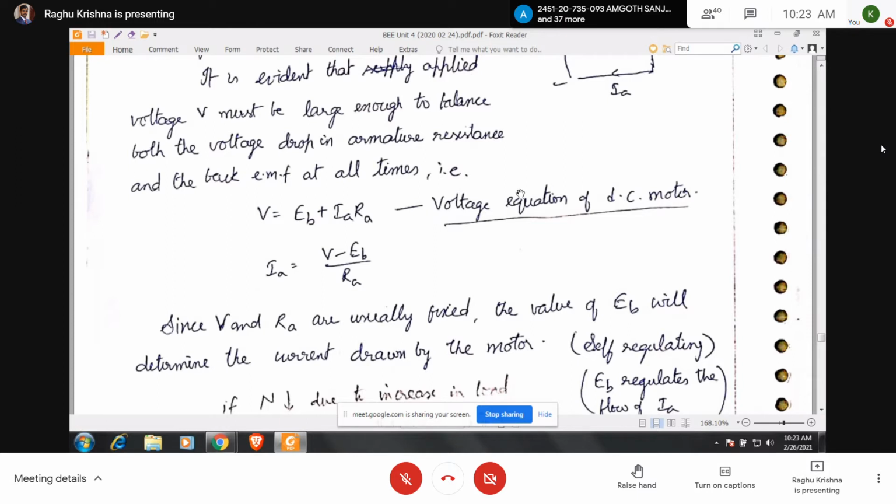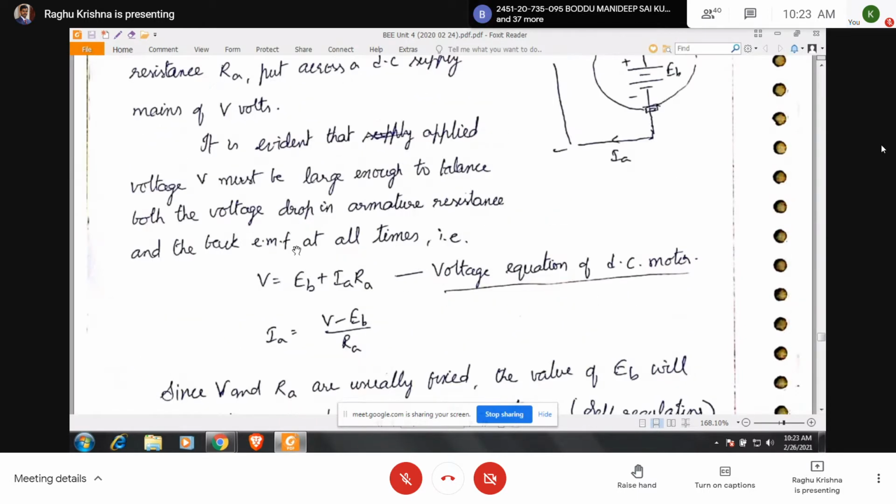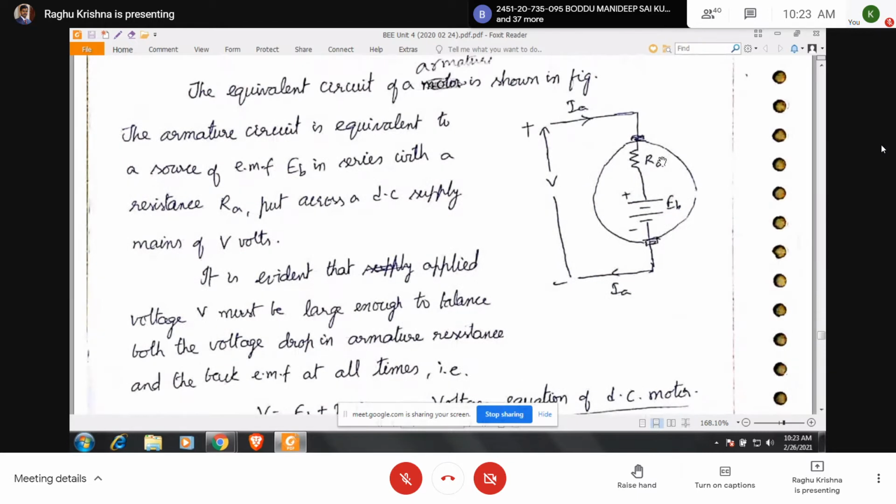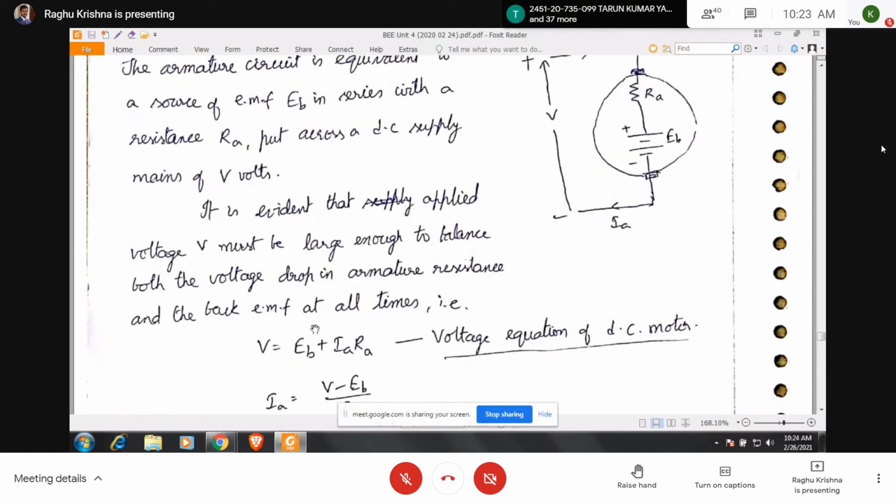Once the motor picks up speed, there will be production of EB, and IA will be limited. Here you can see the applied voltage V must be large enough to balance both the voltage drop in the armature resistance and back EMF at all times.